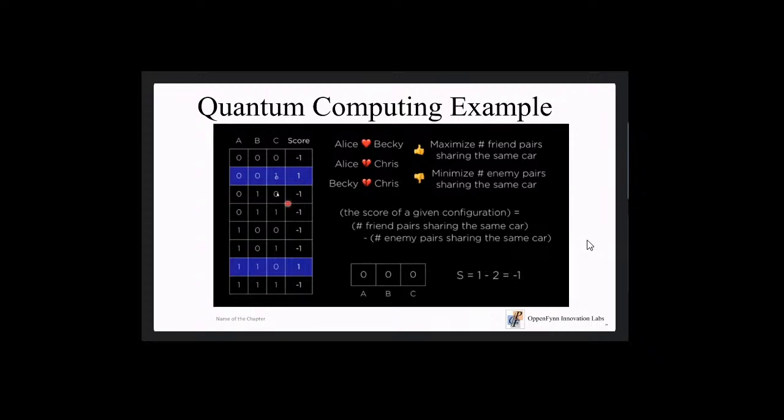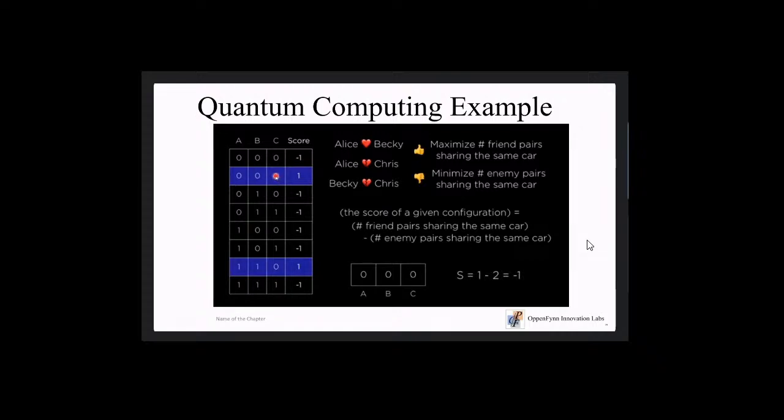So for example, in the first case where you have all 3 of them sitting in the same taxi, how many pairs do we have? If you remember, Alice and Becky are friends, so you add 1 point here. Becky and Chris are not friends, so you subtract 1. And then again, Alice and Chris are not friends, so you subtract 1 more. So you have 1 minus 2, which is minus 1. You get a score of minus 1.